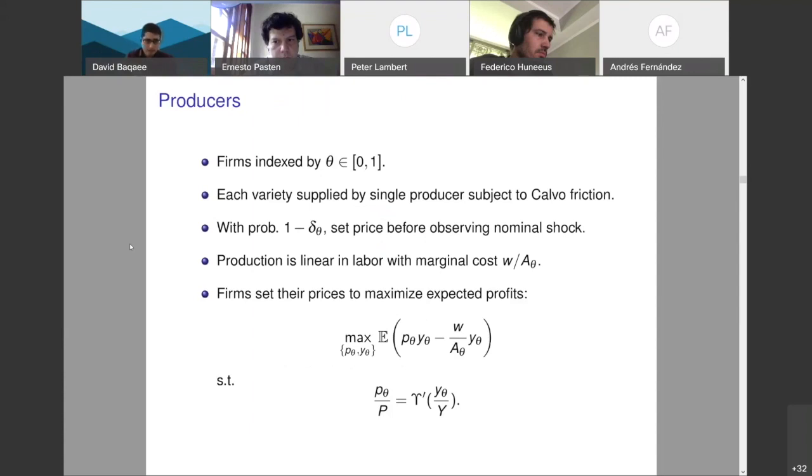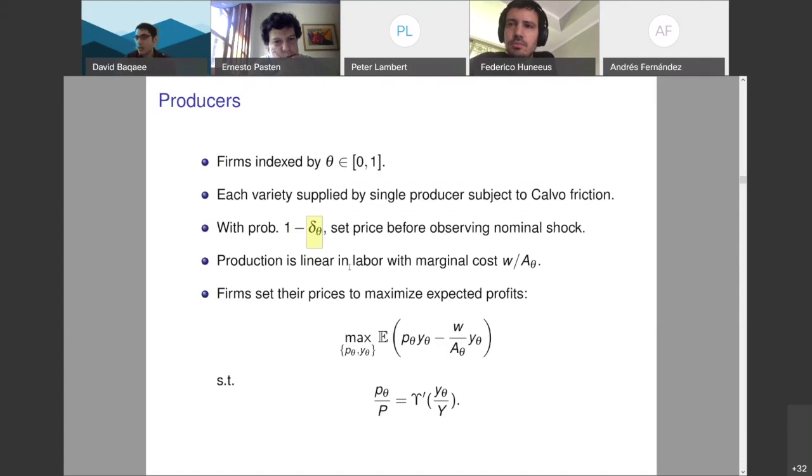What about the firm side? The firms are going to be indexed from 0 to 1. And I want you to think of 0 as being the least productive firm in the economy, and 1 as the most productive firm in the economy. So they're sort of indexed by how productive they are. Every variety is produced by a single producer subject to this Calvo friction, and with probability 1 minus delta, you set your price before observing the nominal shock, and with probability delta, you get to reset your price.